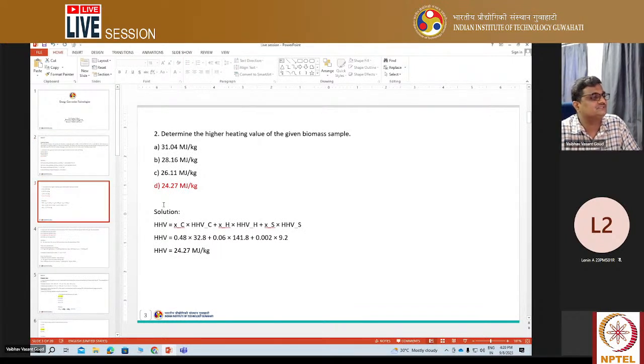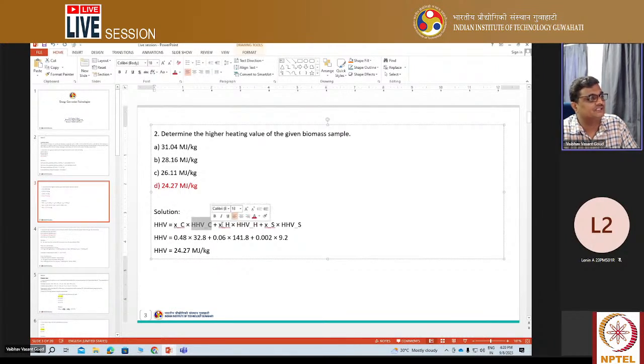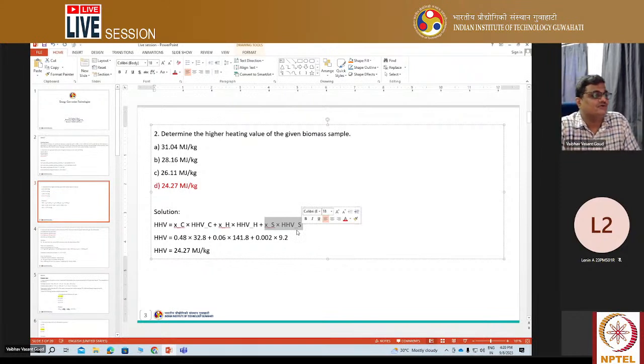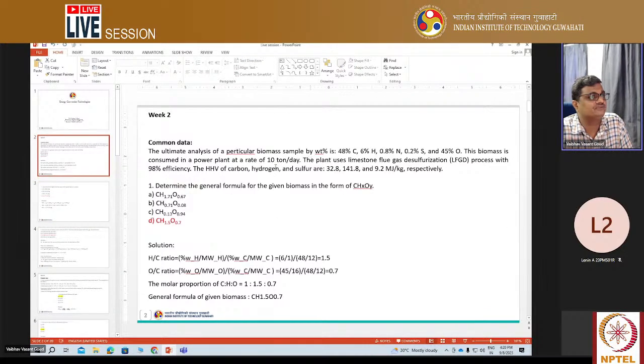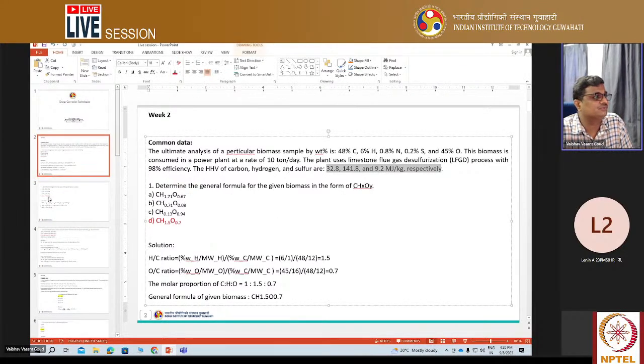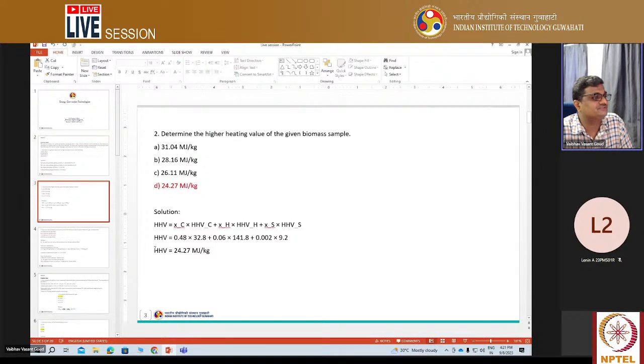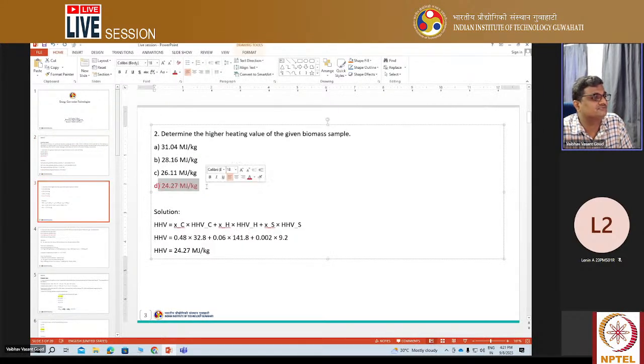As we know, it is the mass fraction of carbon times its high heating value, plus hydrogen times its high heating value, plus sulfur times its high heating value. This is because the carbon, hydrogen, and sulfur in the solid fuel are oxidized into CO2, H2O, and SO2, and that is the reason the heating value is calculated with respect to these elements. Their heating values are already given in the example, for the respective elements here. Once you substitute them, it comes out to around 24.27, and that was the answer.